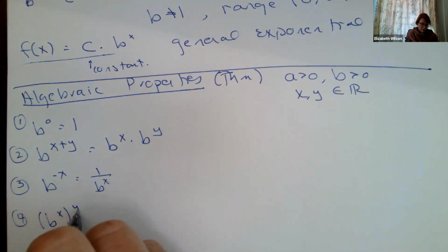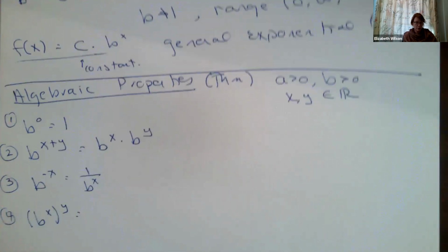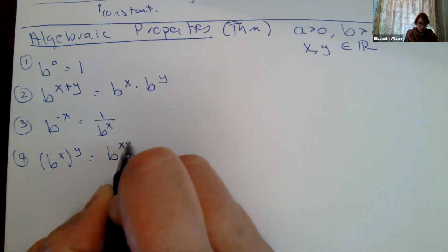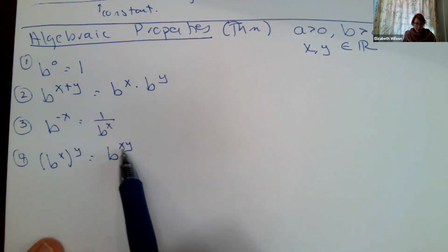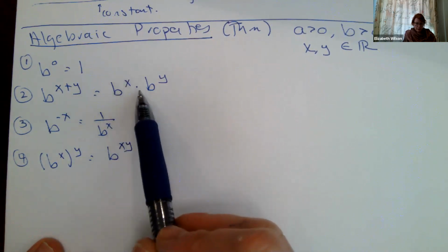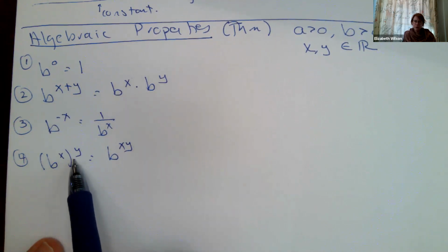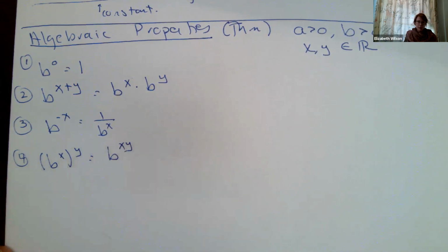b to the x raised to the y power. Remember, these are general rules for exponentials. Raised to the y power is the same thing as b to the x times y. So be careful, these are not the same thing, right? This is b to the x times y, versus b to the x times b to the y. So we're adding exponents there. This is our general rule for exponents here. I'm raising it to the y power, which basically means I'm multiplying.